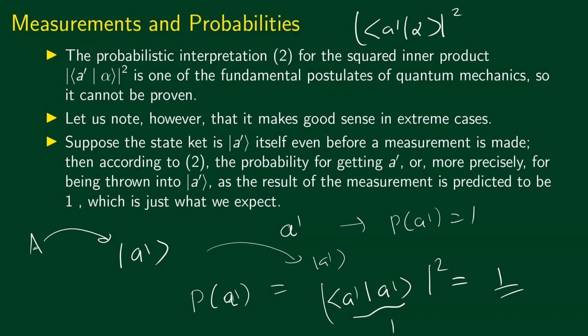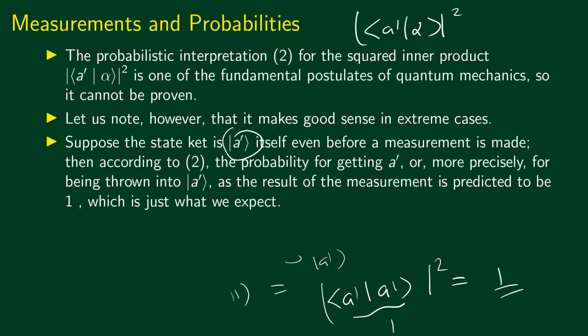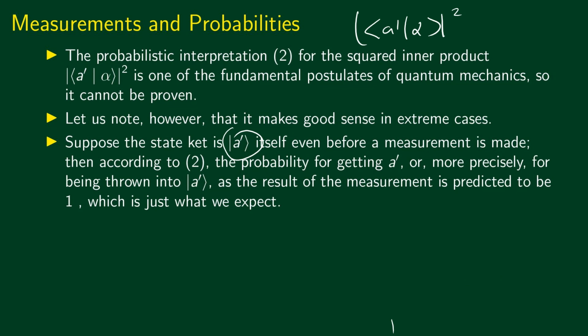So suppose the state ket is ket A prime itself, even before a measurement is made. According to our probability interpretation, the probability for getting A prime, or more precisely, for being thrown into ket A prime as a result of measurement, is predicted to be 1, which is just what we expect. If the state is ket A prime, we expect the outcome to be the corresponding eigenvalue A prime, and the probability is 1 because there is no superposition in terms of eigenkets of observable A.